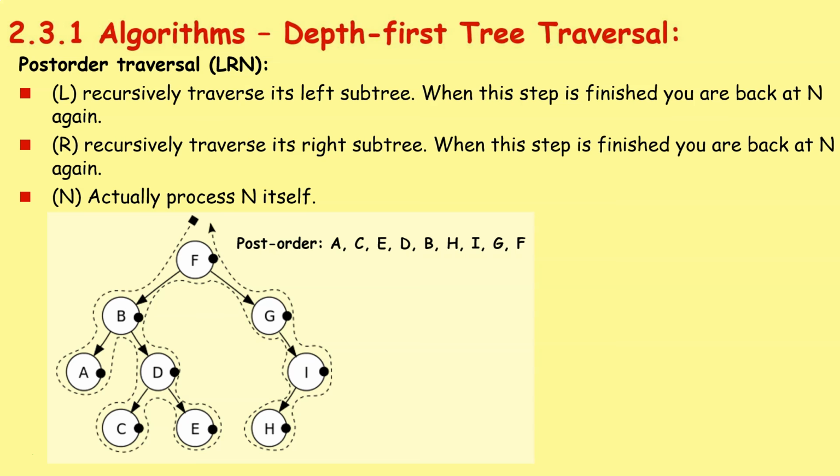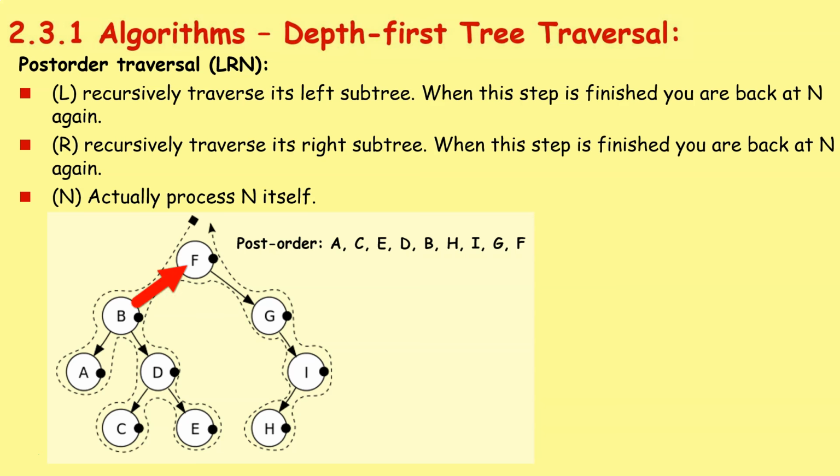In this example, we start with F. Go left, and we get our A out. Then we backtrack to B, then we're going right, and then left to get C. Backtrack to D, go right, and get E. Then, since I've been left and right, I go back to the node and get D. Then I backtrack again. I've been left and right, so I have B. Then I backtrack to F.